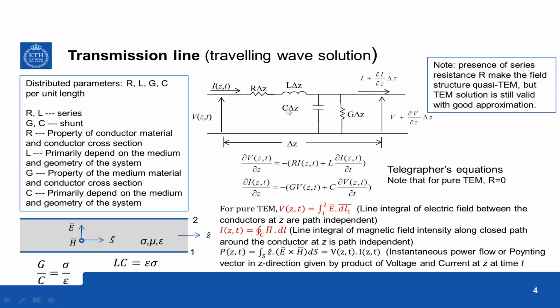Now if you look at these parameters, R, L, G and C, of that, R is a property of conductor material and conductor cross section, whereas L, G and C depend also on the type of medium that you are using, whether it is air or some other medium.